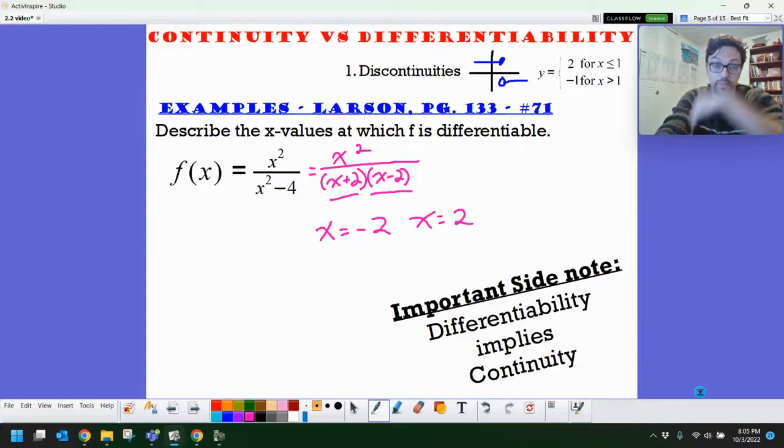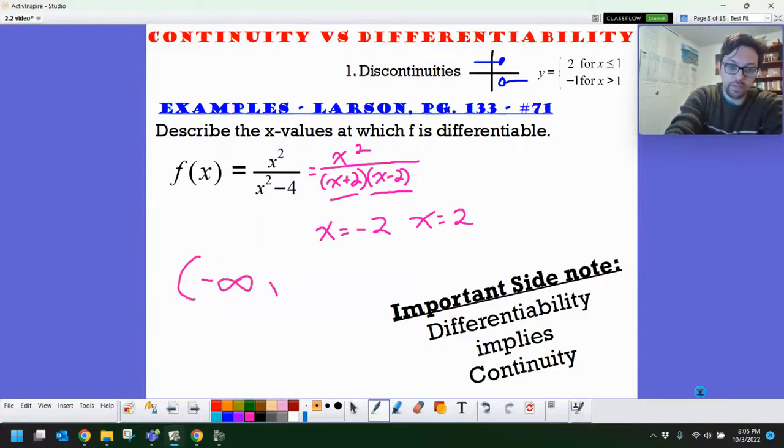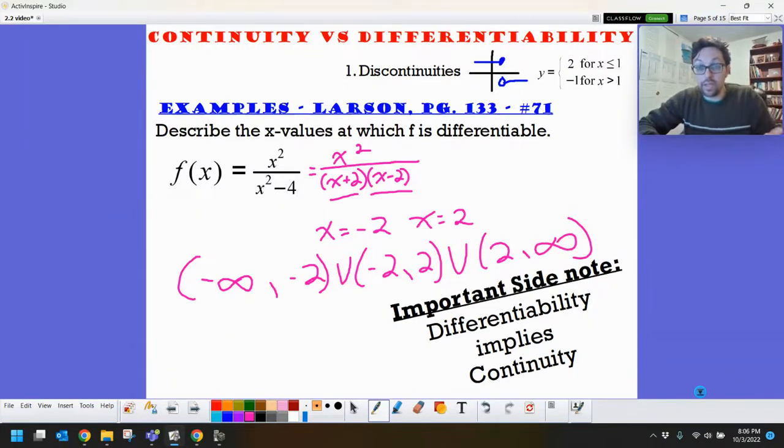So this function is differentiable from negative infinity to negative 2. Got to skip over that negative 2, as well as 2. That's how we could write it in interval notation. You could write it in other notations too. That's fine.